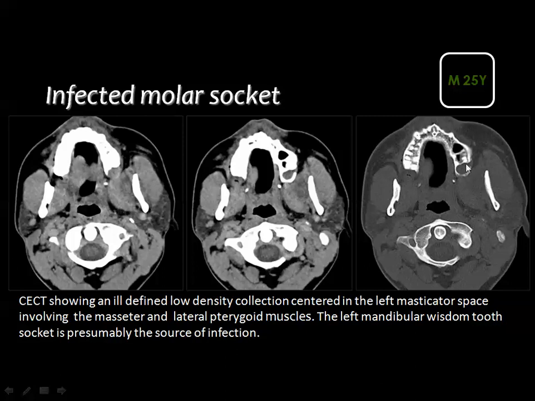There is partial destruction of the cortex and consequent spread of the inflammatory process to the adjacent pterygoid muscles. You remember this is the mandibular ramus, and this is the parotid gland, this is the masseter muscle, and here the pterygoid muscles, and this is the parapharyngeal space fat, and this is the oropharynx, of course.